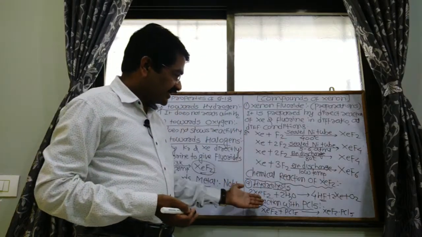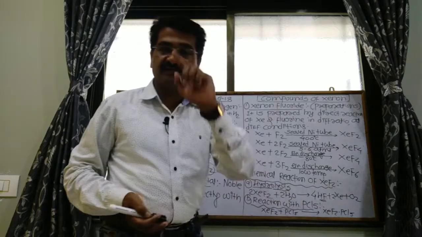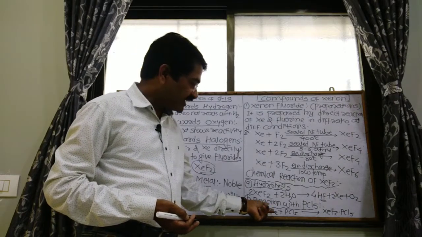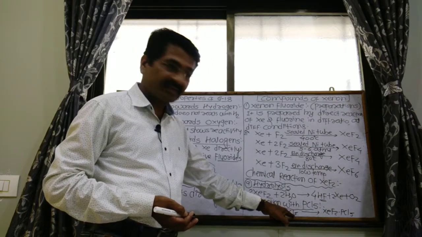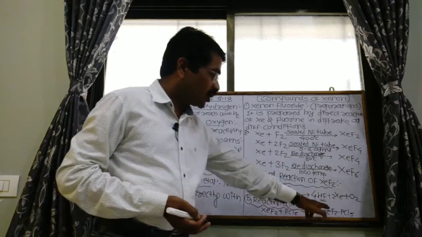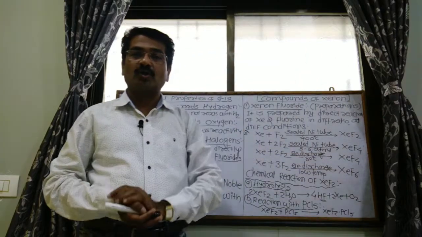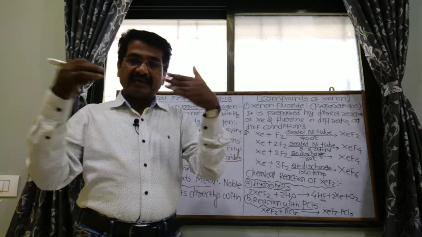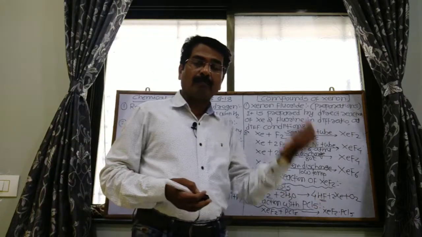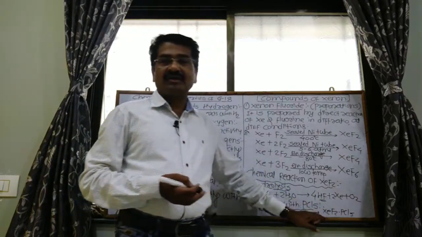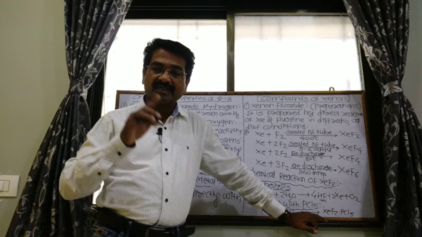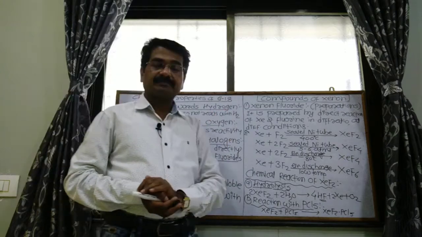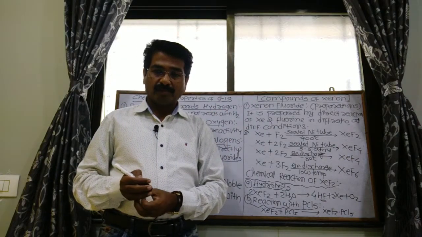Then the second reaction is with phosphorus pentachloride, PCl5. When xenon fluoride reacts with phosphorus pentachloride, it forms an adduct, the addition product, called xenon difluoride phosphorus pentachloride. So all these are the xenon fluoride preparations and chemical properties.